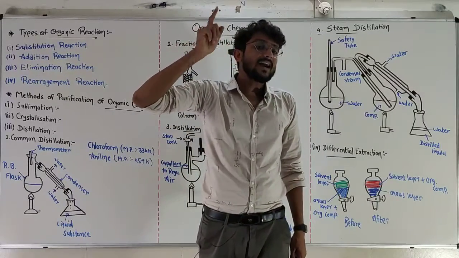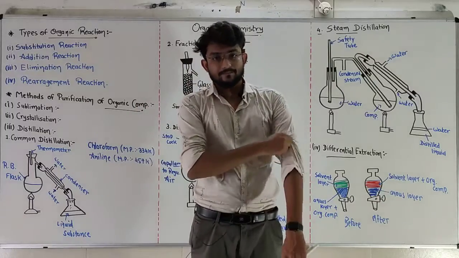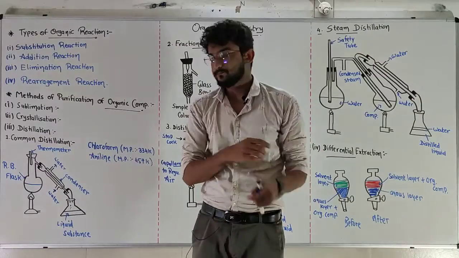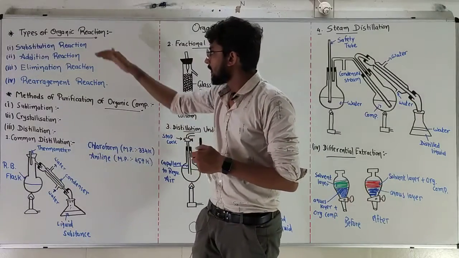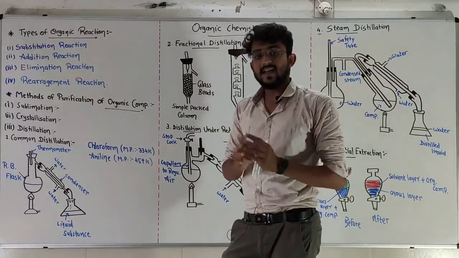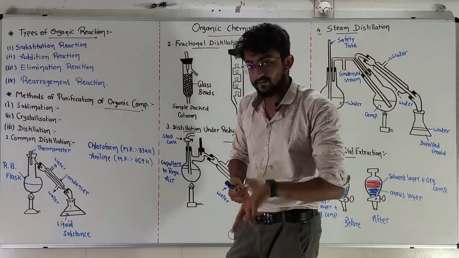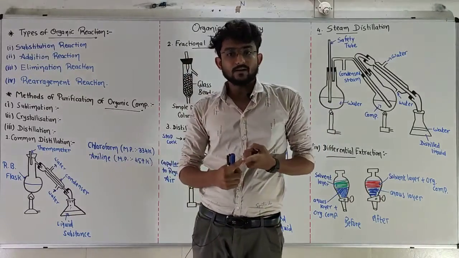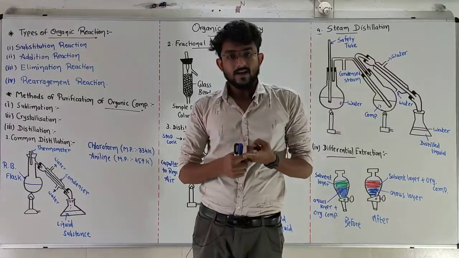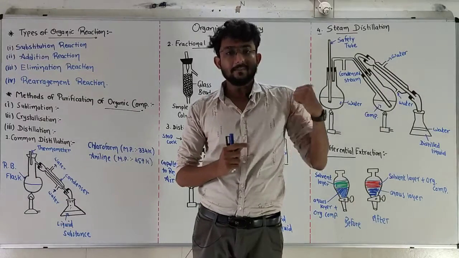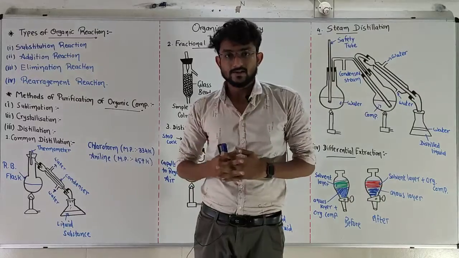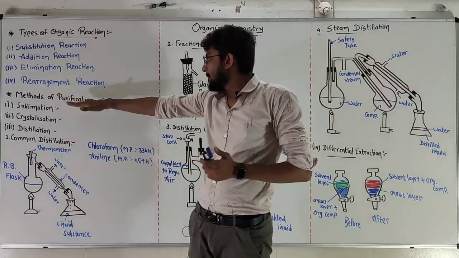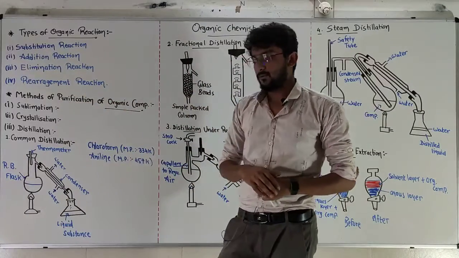Rearrangement reaction is one type of isomerism. Which isomerism? I told you, tautomerism. So this is one type of tautomerism, a rearrangement reaction. So these 4 types of reactions will be there in our organic chemistry in 11th and 12th, and in these reactions we are going to use our inductive effect, resonance effect, electromeric effect and hyperconjugation in further studies.